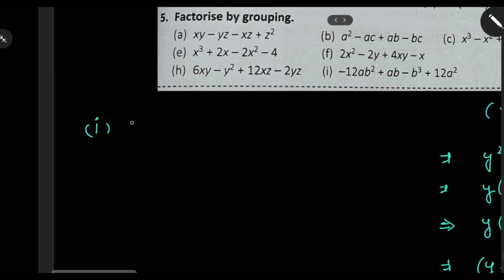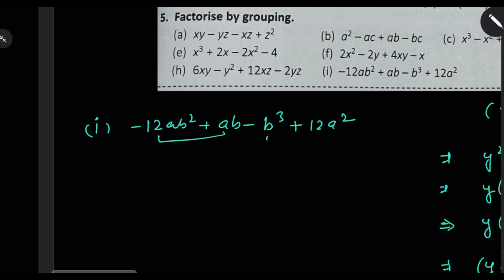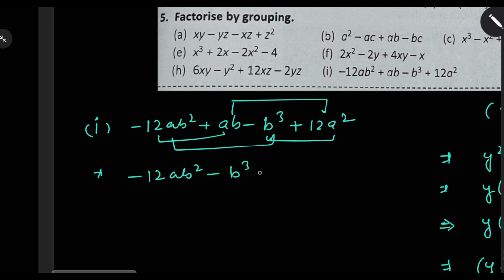Now let's move to question number I. Question number I is saying minus 12ab square plus ab, and here should be minus b cube plus 12a square. So ab is here, and there is nothing in common between them. So we group it with this term and group it with this term. So we will have minus 12ab square minus b cube plus ab plus 12a square.